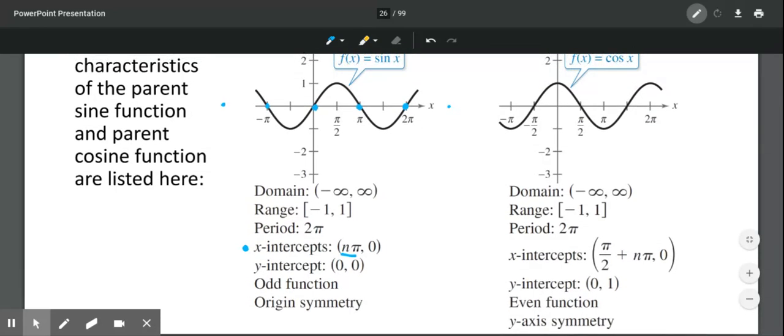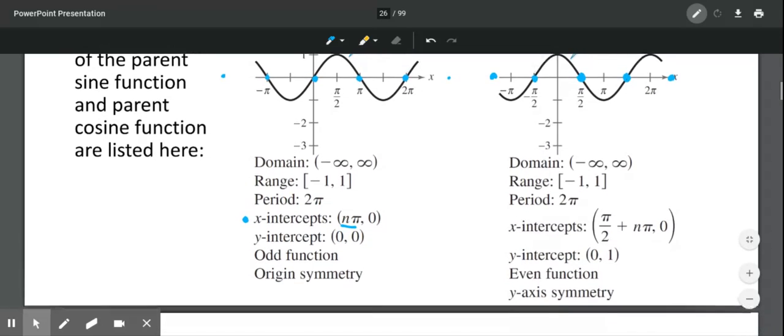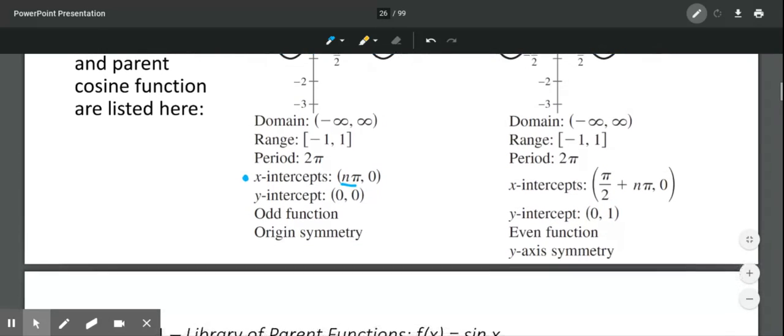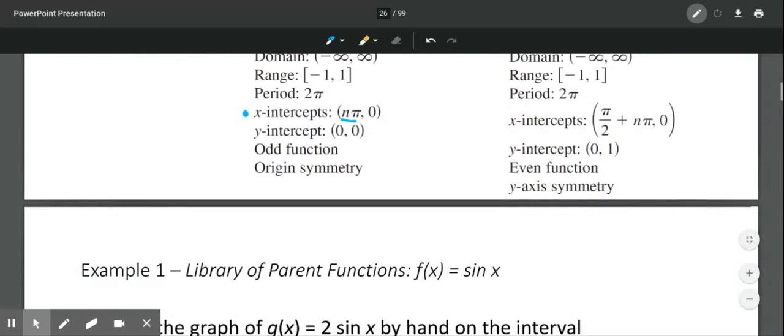Your cosine has the same domain and range and period. But here, if you notice, your intercepts are at the pi over 2's. So it's at 1 pi over 2, and then it's at all the odd pi over 2. So 1 pi over 2, 3 pi over 2, 5 pi over 2, and then you could be negative pi over 2, negative 3 pi over 2. Your y-intercept is up at 0, 1. It's an even function, and it has y-axis symmetry.